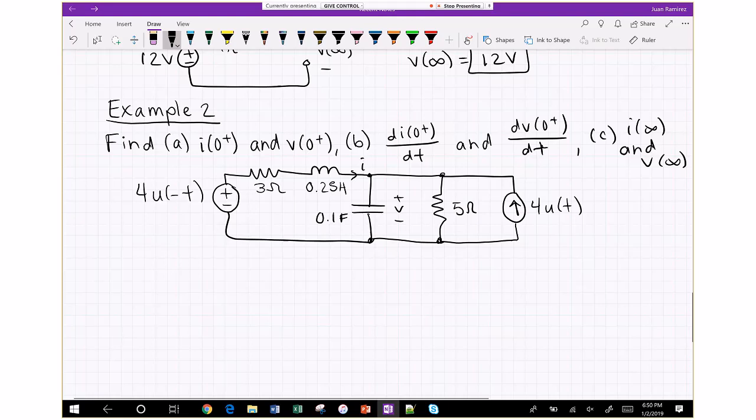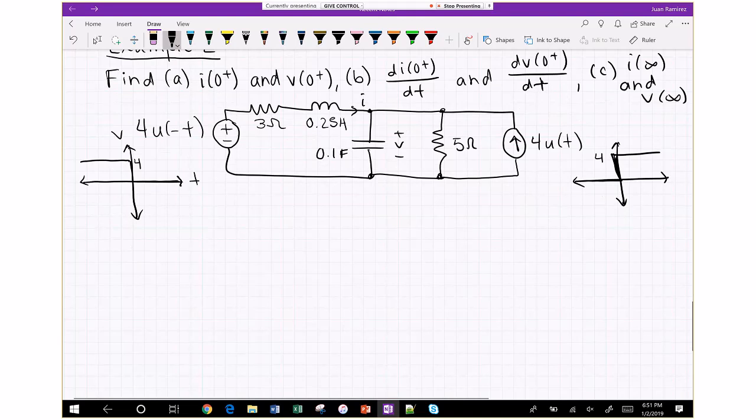Okay, so first of all, let's try to understand what these sources look like. The voltage looks like it has 4 volts until time 0, at which point it goes to 0 volts. The current source over here is at 0 and it goes up to 4 at time 0. One thing I do want to emphasize is that we should remember that a voltage source with 0 volts looks like a short circuit. However, a current source with 0 amps looks like an open circuit, not a short and open. So that's important. Okay, current source, no current through it, open circuit.